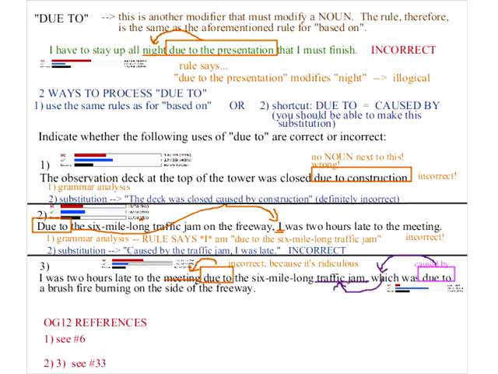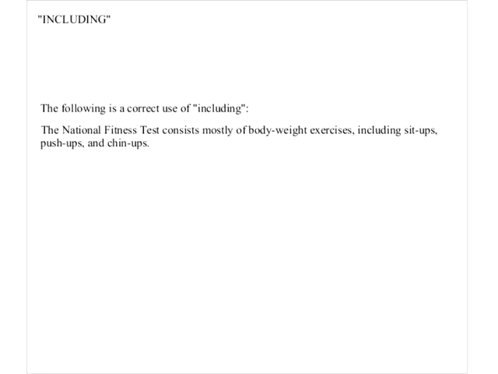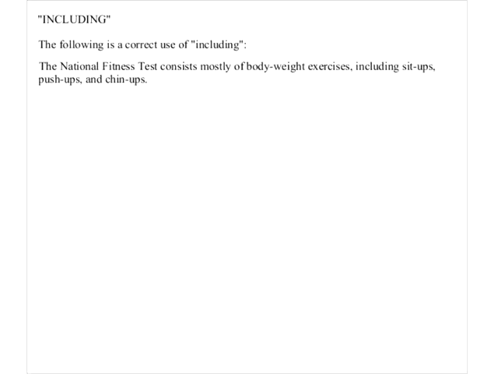Okay. Now let's talk about including. Here's how including works. I'm just going to give you a correct sentence, and then I'll tell you the thing. Here's how including is used when it's after a comma. Number 1 is it modifies the preceding noun, and it should give a list of some, but not all, of that noun.